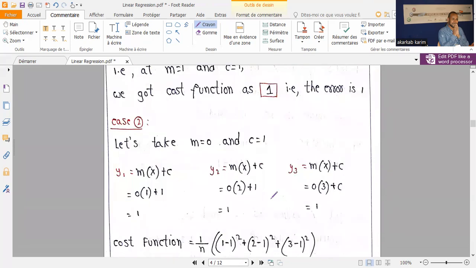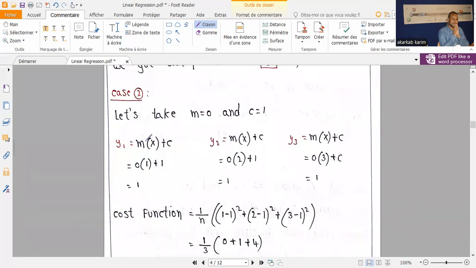So let's pass to case 2, the second scenario. Here we take m equal to 0 and c equal to 1. If we replace in this first equation all these values, we found 1. Here, m x plus c, m as 0 times 1, because 1 is the original value of x, plus 1 as constant. We found 1. And in the second scenario, 0 times 2 plus 1 equal to 1. And that is equal to 1 also.